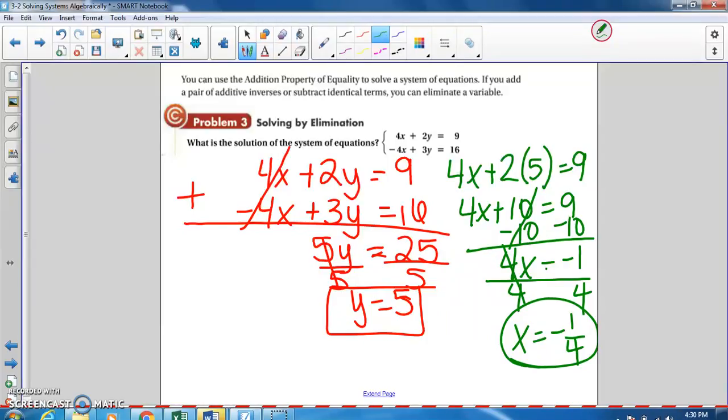So we have here that x is equal to negative 1/4 and y is equal to 5, making our solution negative 1/4, 5.